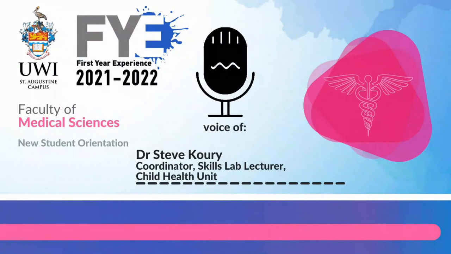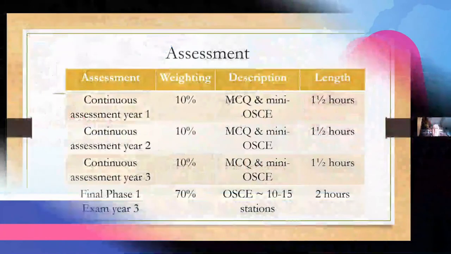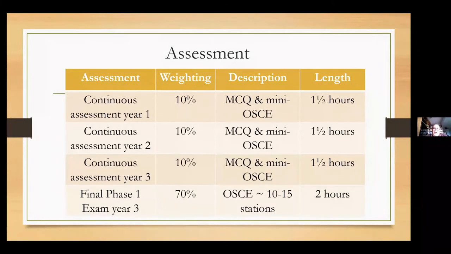Moving on then, I know students are very keen on how they are going to be examined. Each year you will have continuous assessments, and they each count for 10%. So that's years 1, 2, and 3. And then at the end of year 3, you have a final assessment exam, which accounts for 70%. The continuous assessments typically consist of an MCQ and a mini OSCE, which is about one or two OSCE stations. And more will be communicated to you as time goes on.